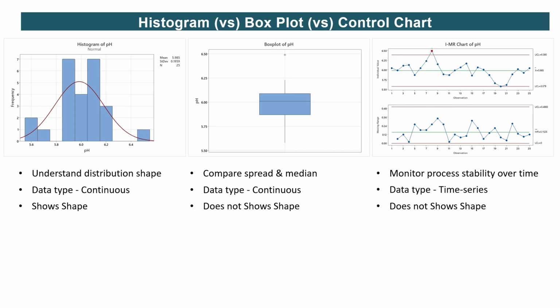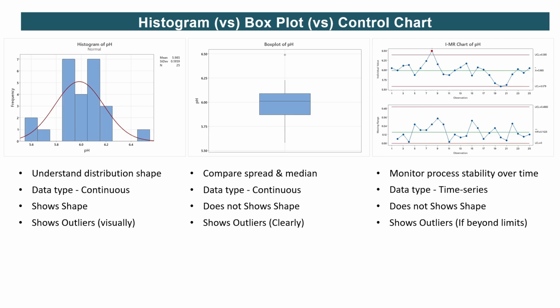Okay. As I told in the beginning, does a histogram show the shape of the data? Yes. Does a box plot show the shape of the data? No. Box plot does not give you the shape of the data. Whereas a control chart also does not give you the shape of the data. If you are more interested in understanding the shape of the data, understanding the distribution of the data, then it is better to go with histogram. Box plot and the control chart do not serve that purpose.